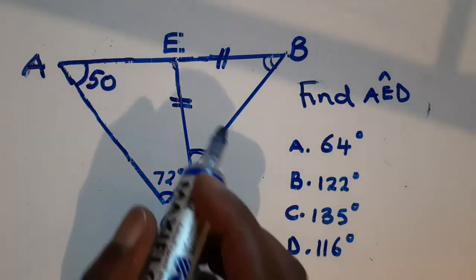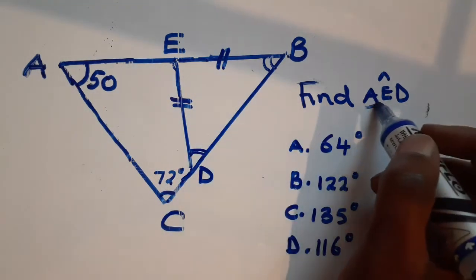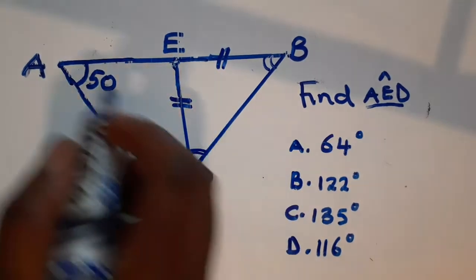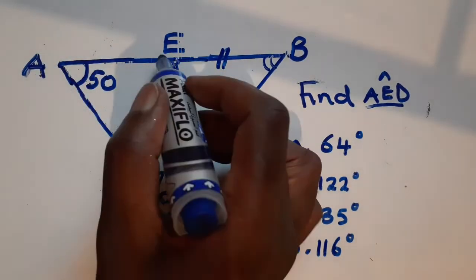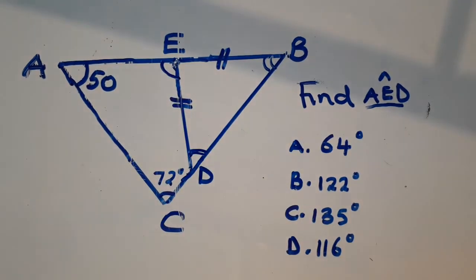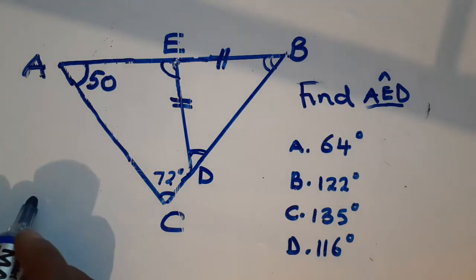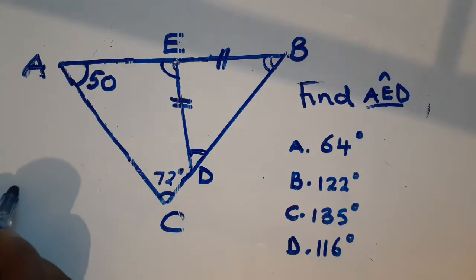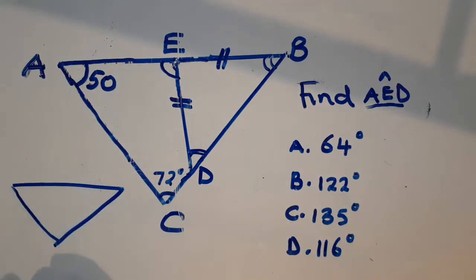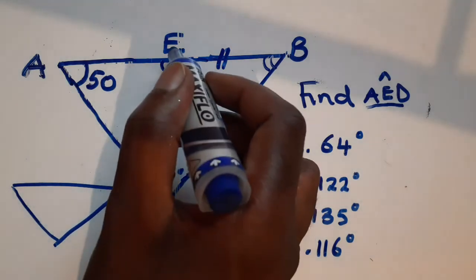The angle that we are being asked to find here is AED, which is this angle here. All right? How do we find this angle? So, the first thing that we are supposed to do is to look at this triangle here. Okay? Forget about this line ED.